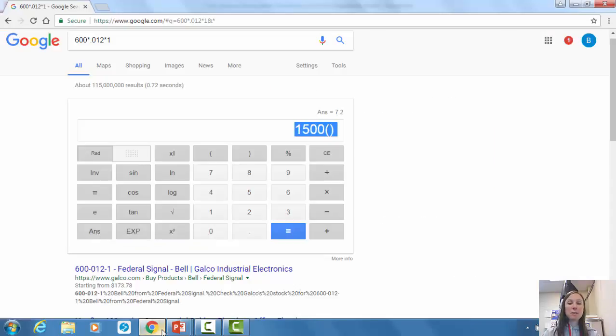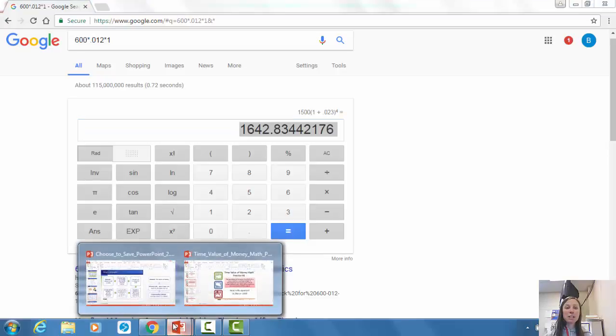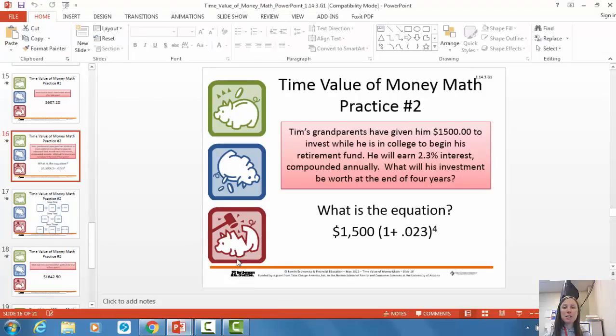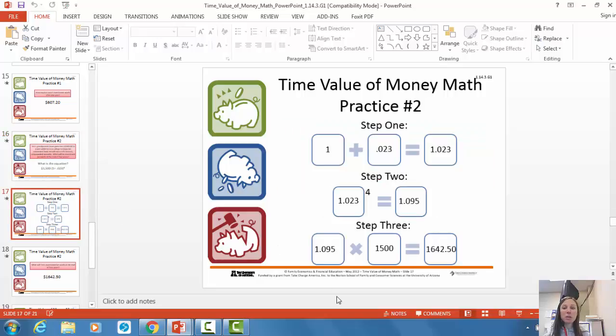1,500, parentheses, 1 plus 0.023. To do a power here on Google, you can use this button right here to the 4th power. And that is the amount that I get, which let's compare and see. 1 plus 0.023 to the 4th power, 1642 and 50 cents.